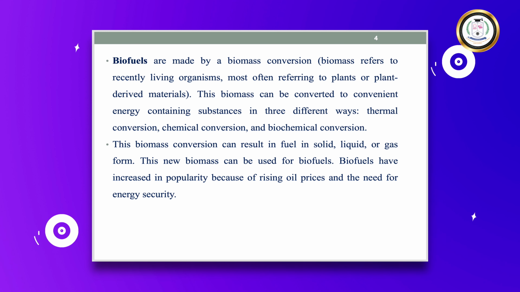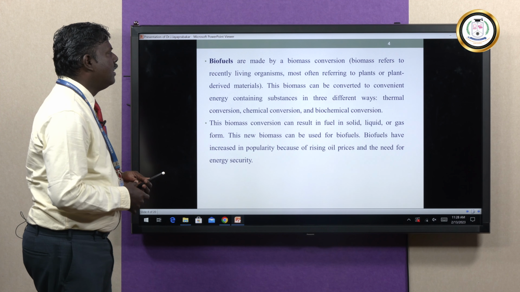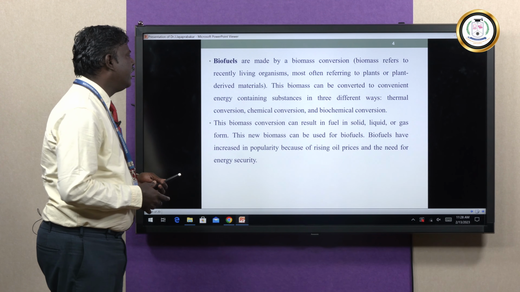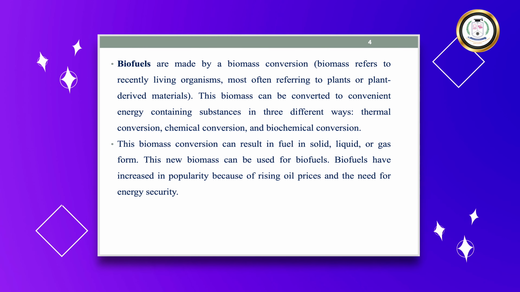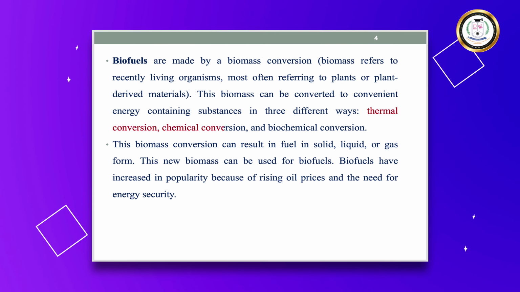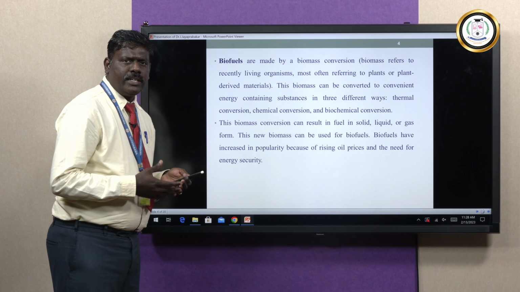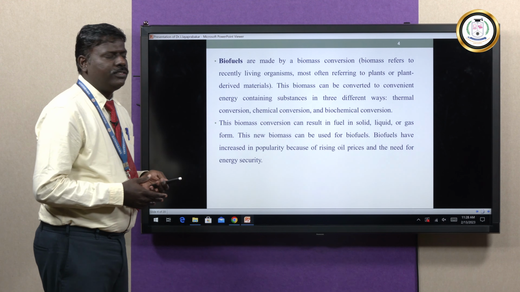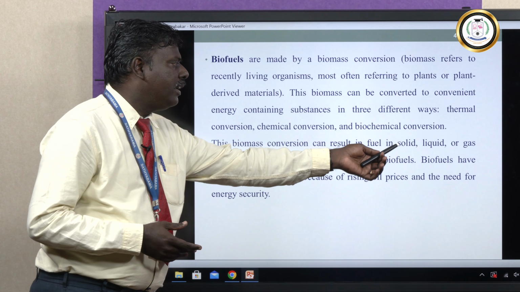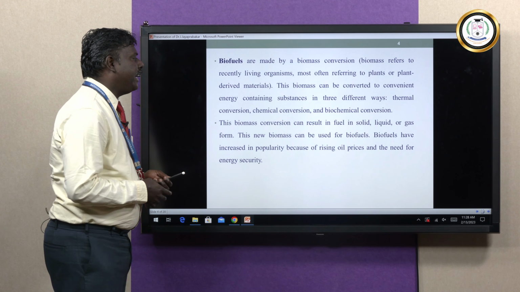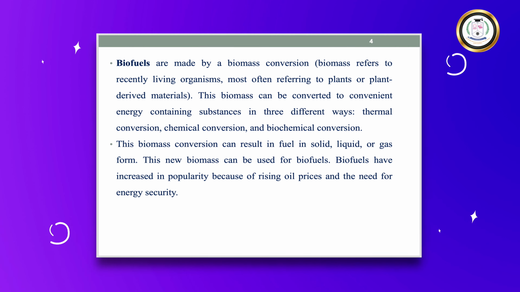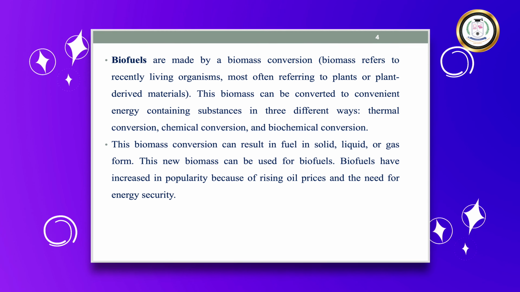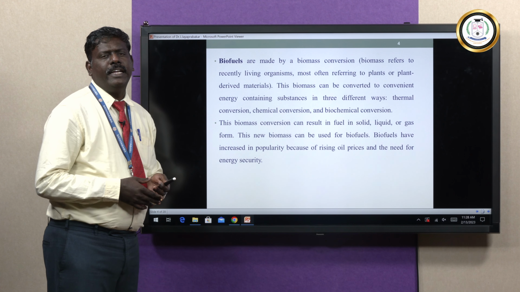Biofuels are a typical category of the energy resources, which means the biomass conversion process. The biomass can be effectively converted into convenient energy containing substances. We can use three different ways for converting this biomass into biofuels: thermal conversion, chemical conversion, and biochemical conversion. The biomass conversion leads to three different kinds of energy fuels: solid, liquid, and gas. These can be used as biofuels. Biofuels have, in fact, increased in popularity because of rising oil prices and energy security, in addition to stringent emission norms.